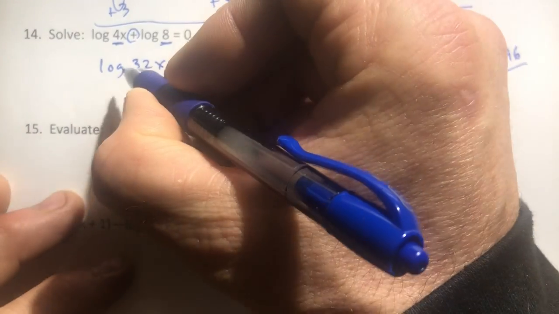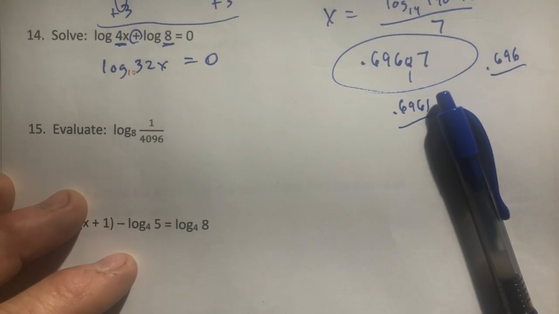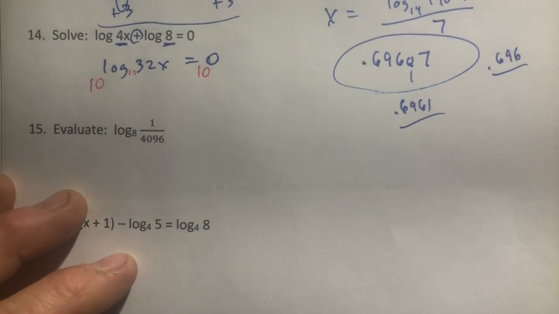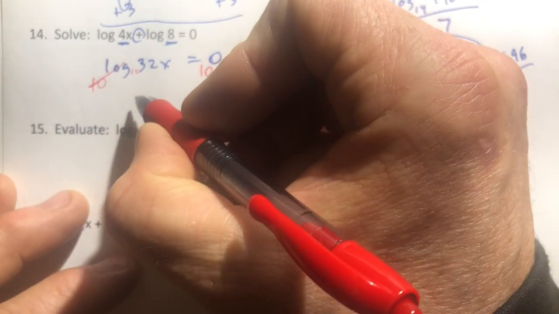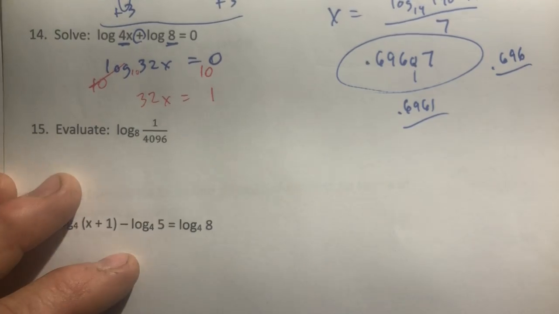Now, this is log with no base. Since it has no base, that means it's automatically a 10. So it means I could do 10 to this power equals 10 to that power. And this will cancel. So 32x equals 10 to the 0 power. If you punch that in, it comes out to be 1.